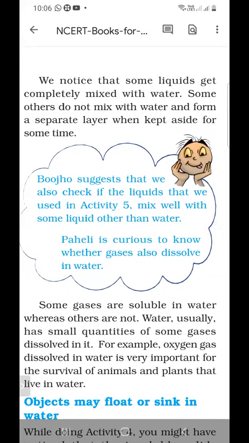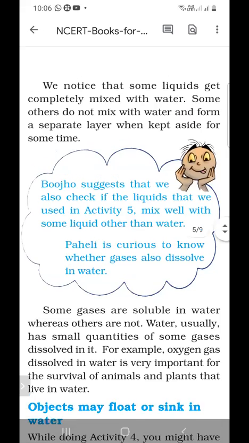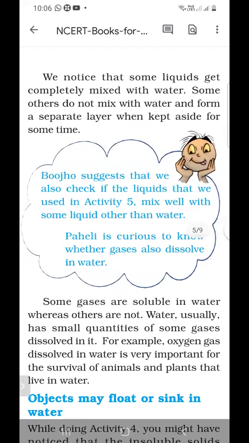What type of gases are present in the water? As we know, the formula of water is H2O. It means it contains hydrogen as well as oxygen. So it contains hydrogen gas as well as oxygen gas. For example, oxygen gas dissolved in the water is very important for the survival of animals and plants that live in the water.